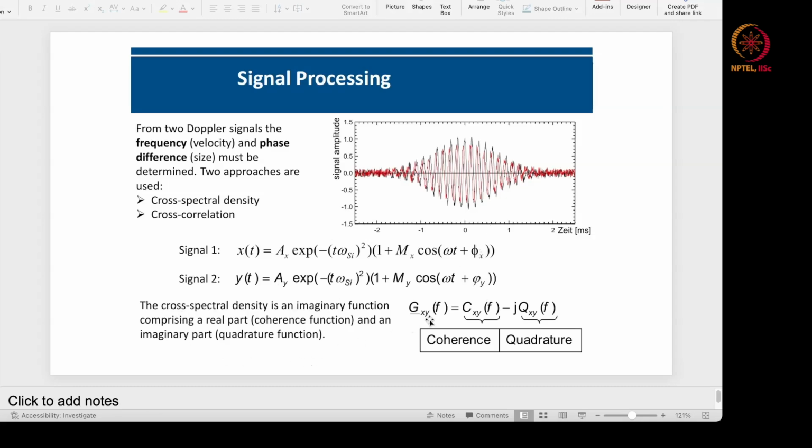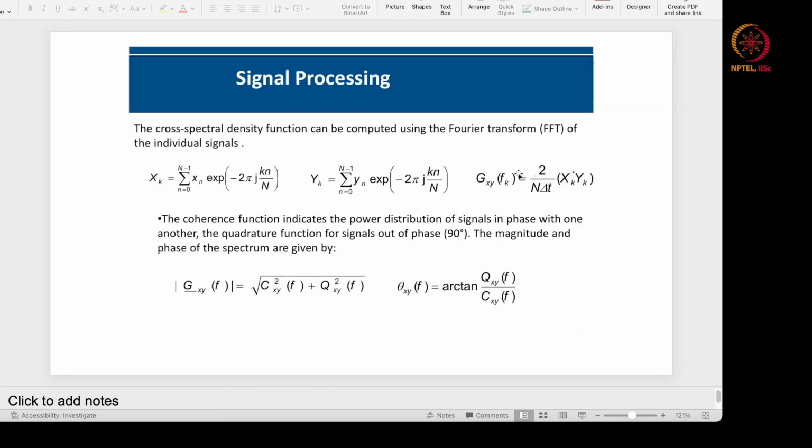So the cross-spectral density is a complex function, which contains a real part, which is the coherence, and an imaginary part, which is the quadrature function. The more the two signals are in phase, the coherence function will grow, and the quadrature function will grow if they are out of phase. So this is in the complex plane, and you realize why they are complex. The coherence function therefore indicates the power distribution. The magnitude and the phase of this are given by that.